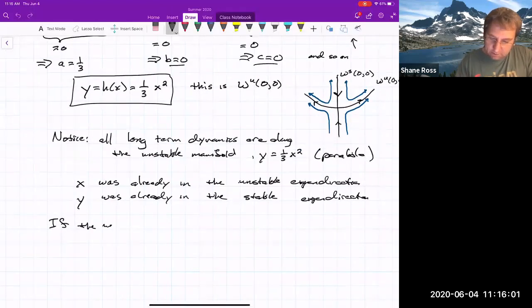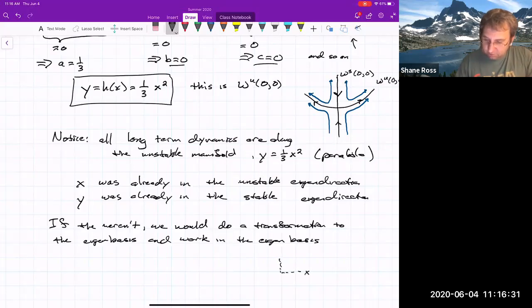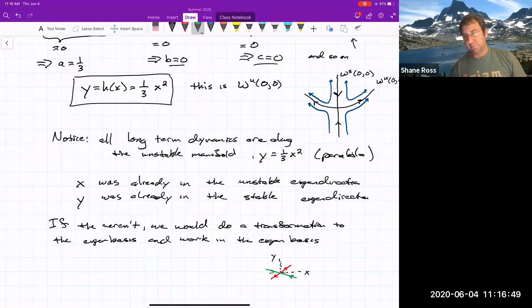So if they weren't already nicely aligned, we would do a transformation of coordinates to the eigenbasis and work in the eigenbasis. So like if our original x and y directions were here, and the unstable direction was at some angle, and the stable direction was at some other angle, we would do a transformation into that basis and work in that basis. And then we could do this Taylor series expansion. So that's it for today. Next time we'll start center manifold theory.